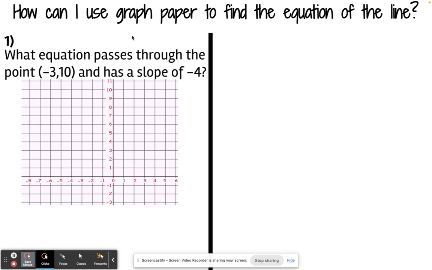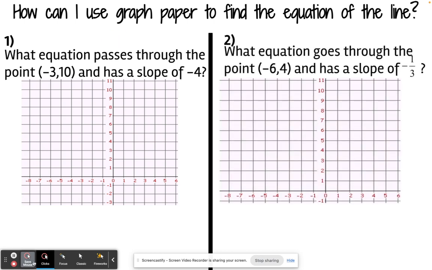So how can I use graph paper to find the equation of a line? I'm going to actually put up both parts here so that I don't have to click. Let's graph this. It says I want the equation that passes through the point -3, 10 and has a slope of -4. So if I go to point -1, 2, 3, and up to 10 and put a dot there, trying to make it big so I can see it, and it says my slope is -4, which we know that means down 4 over 1.